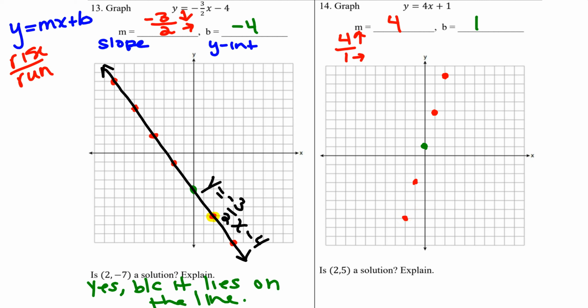Now from here, I can't go any further, so I'm going to connect those dots with a solid line, arrows on both sides, and then I'm going to label it y equals 4x plus 1.